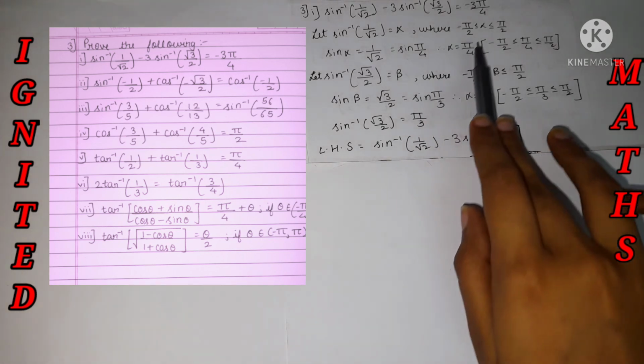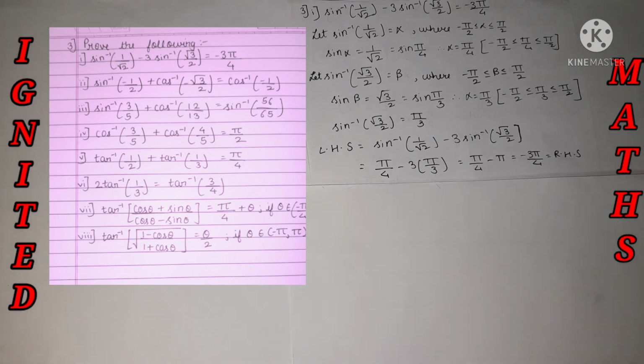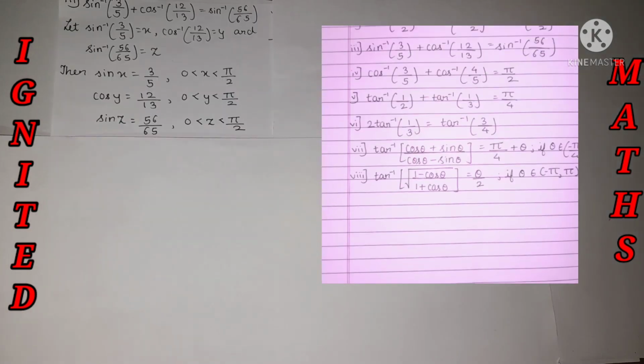Now just put the value accordingly, pi by 4 minus 3 pi by 3. Yes, and do the calculation, and that's nothing but the RHS value. Move to the third sub question.